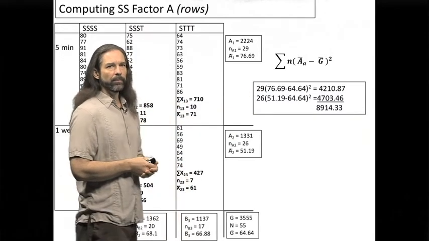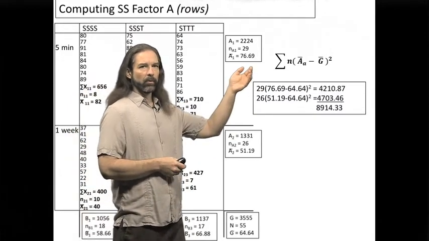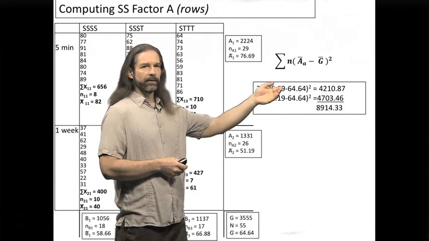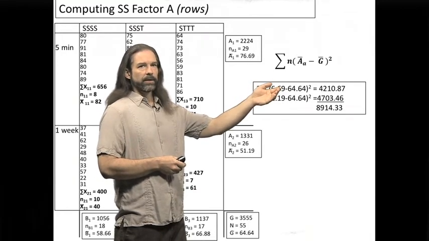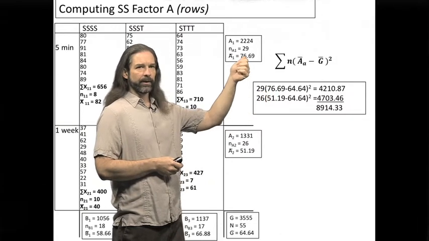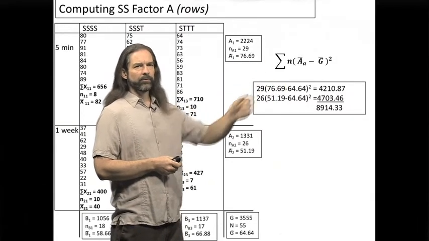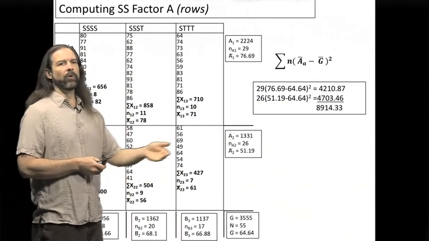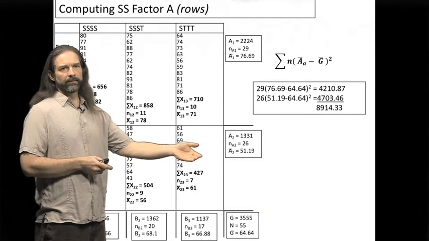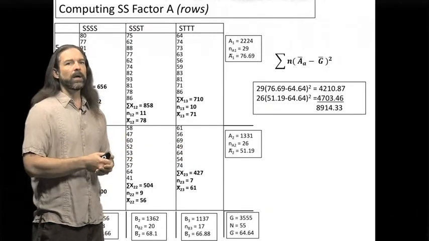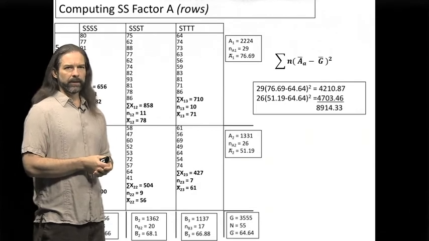So my row mean is A bar 1, 76.69, minus the grand mean of 64.64, square that, and multiply by the appropriate number of observations for that row, 29. That gives me 4,210.87. Now I do the same computation for the next row. Once I've done that, I will do my final order of operations, which is summation. Add those together, I get 8914.